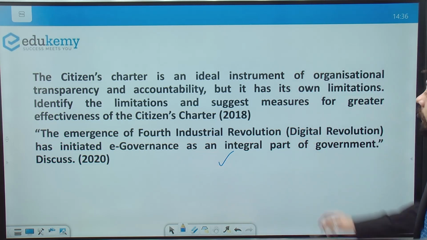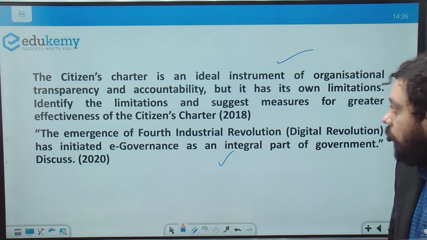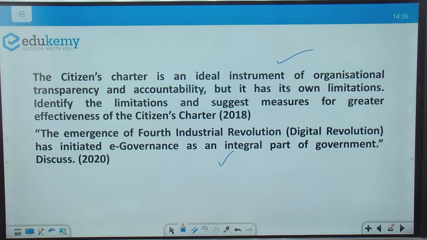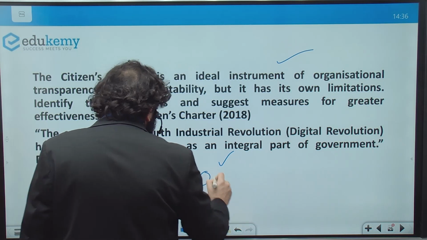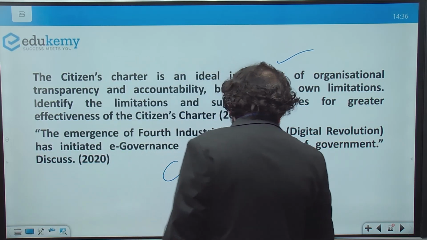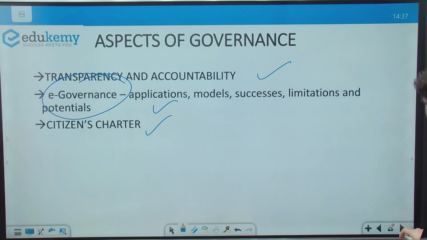Take a look at a question on the Citizens Charter. The Citizens Charter is an ideal instrument of organizational transparency and accountability, but it has its own limitations. Identify the limitations and suggest the measures for greater effectiveness of the Citizens Charter. All of this is core under the element of governance, the aspects of governance as it is called.